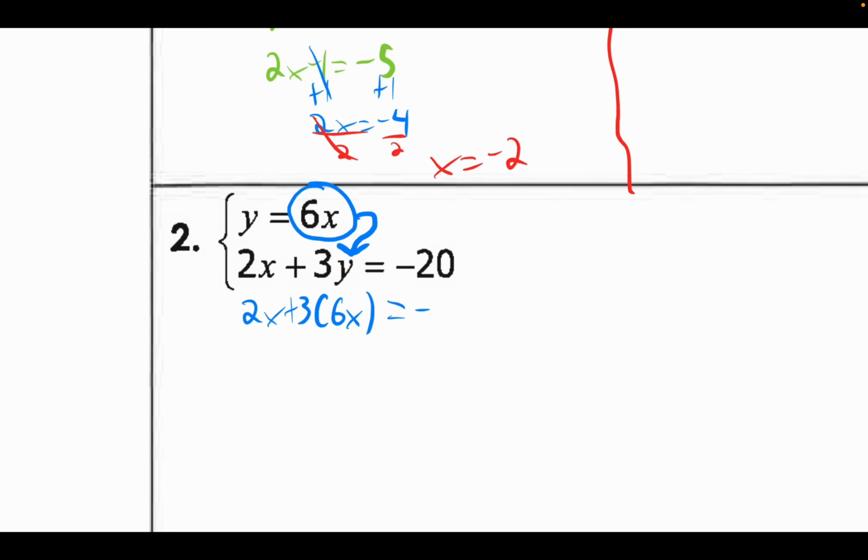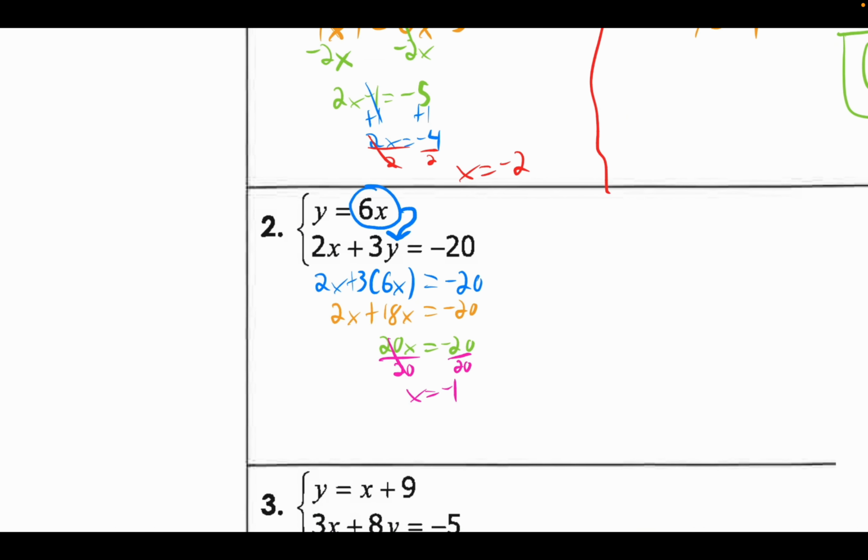And we get this equal negative 20. So I just rewrote this bottom equation, but instead of y, we have 6x because that's what y is equal to. And now we go ahead and solve this for x by doing 2x plus 18x, multiplying 3 times 6x. And I'm going to combine like terms and get 20x equals negative 20, dividing by positive 20, x equals negative 1.